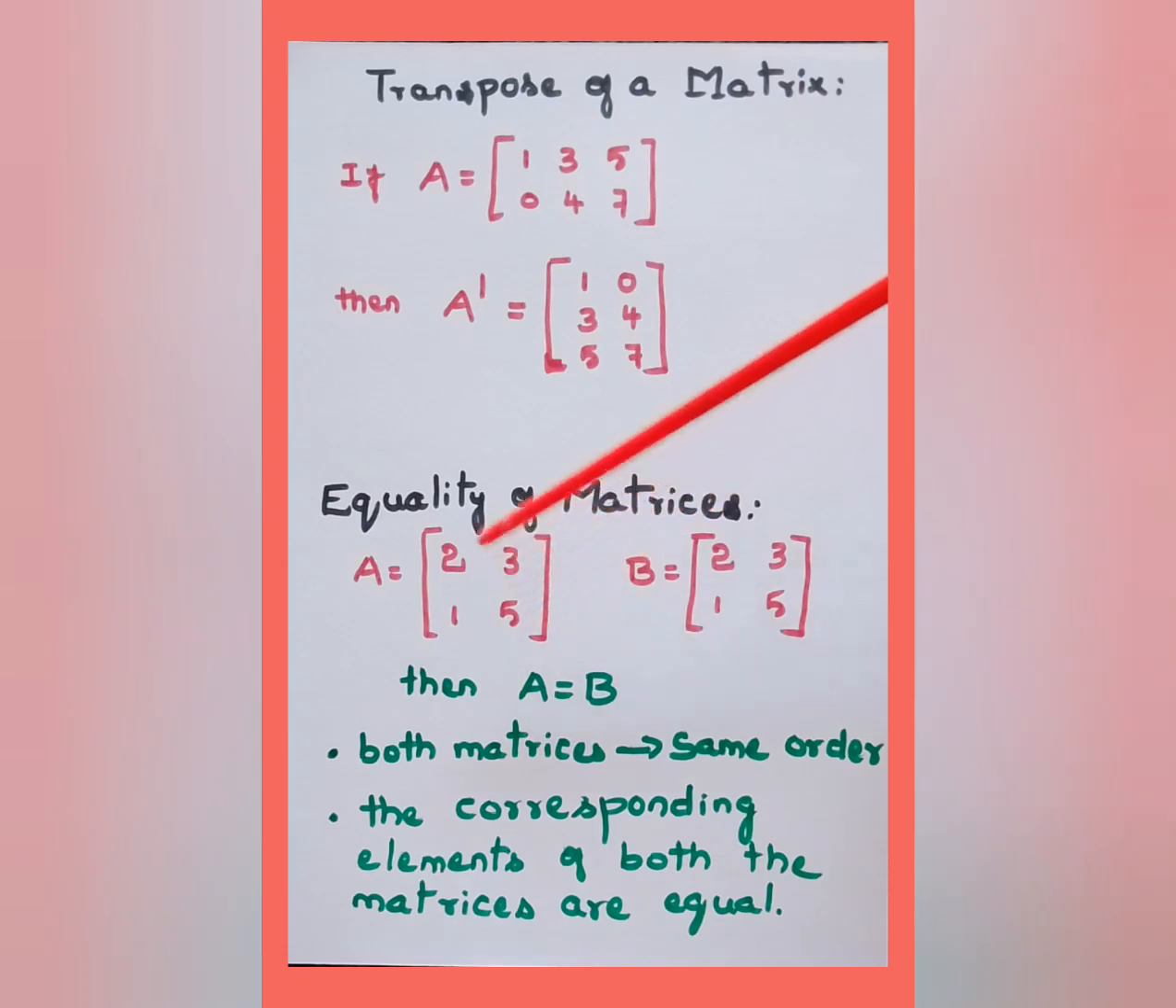All the elements must be equal. If there is 2, 2, 3, 3 in the respective places only. We cannot have 2, 3 here and 2, 3 as rows and columns. No. The corresponding elements must be the same in the respective places. Then we call these two matrices the same, equal matrices.